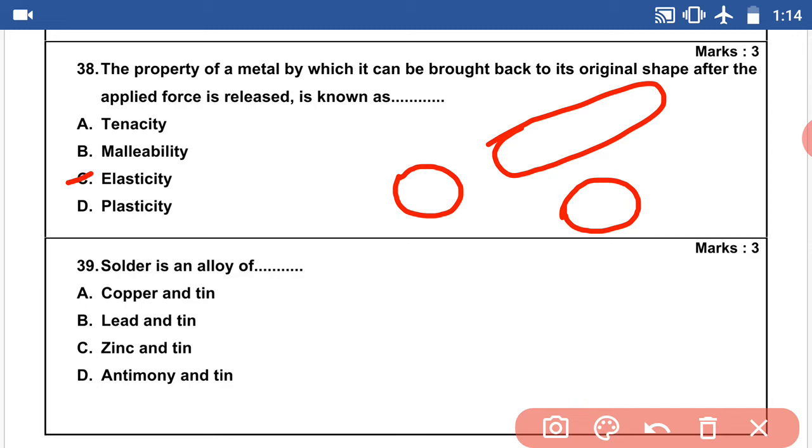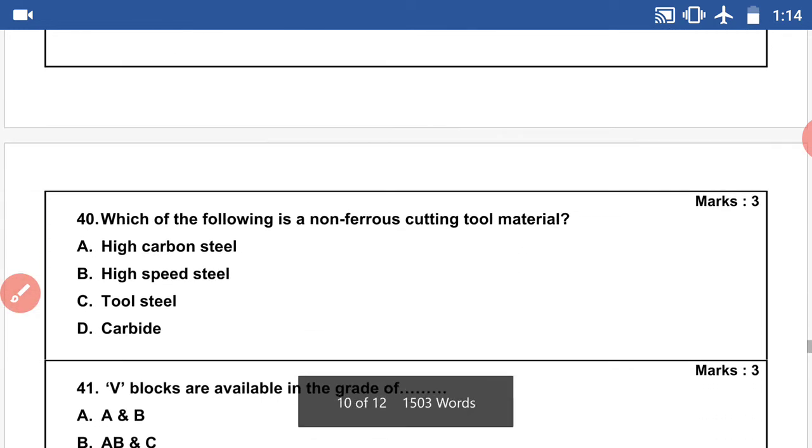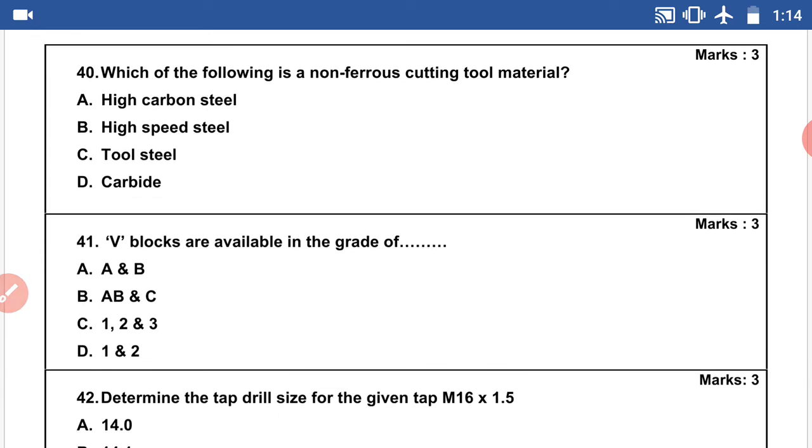Question number 39. Solder is an alloy of dash. Solder is lead and tin. Option B is the correct answer. Question number 40. Which of the following is a non-porous cutting tool material? Carbide. Option D is the correct answer.